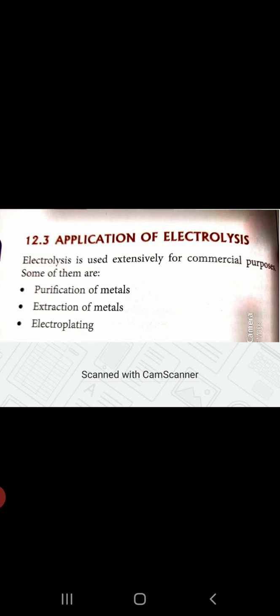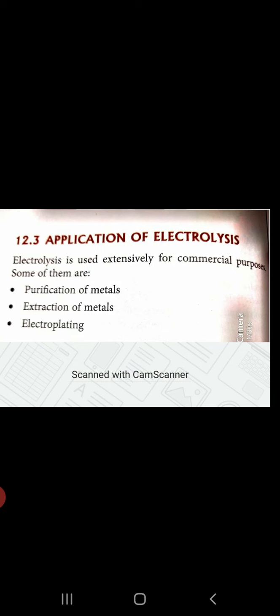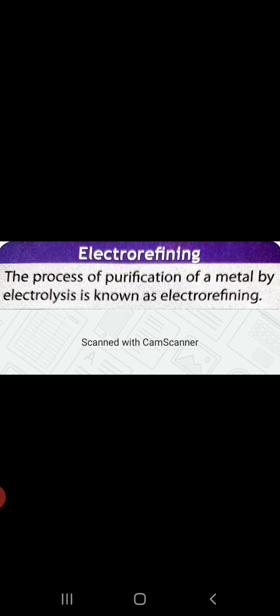Children, here the metals are purified from the impure metal form. The impurities present with the metal are removed by this method and the pure metal is obtained. This process is also called as electro-refining. The process of purification of a metal by electrolysis is known as electro-refining.